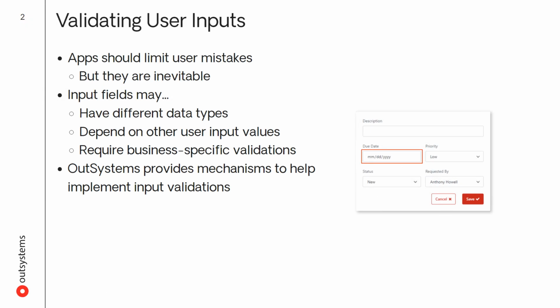Our apps should try to limit user mistakes, especially when they are submitting data that will be saved to the database. However, these mistakes are inevitable, and a user may submit invalid information. Input fields can have different data types, depend on other inputs, or require business-specific validations. OutSystems provides some mechanisms that help us implement input validations and define some business rules. Input validations are especially important when we need to manipulate data coming from the users.